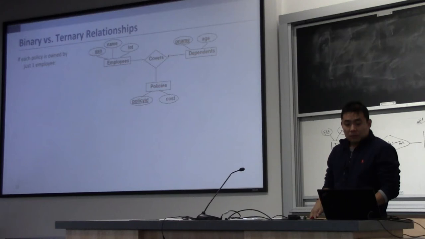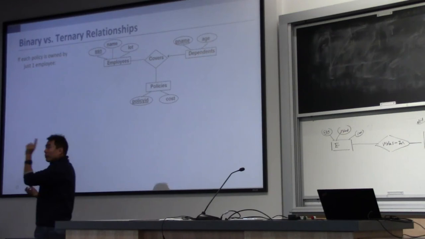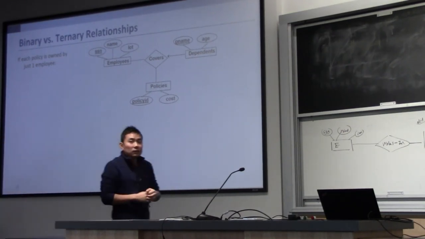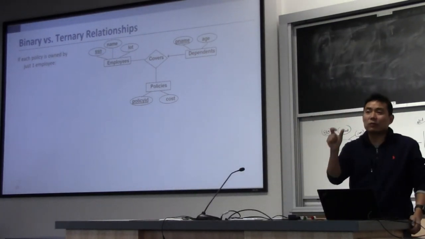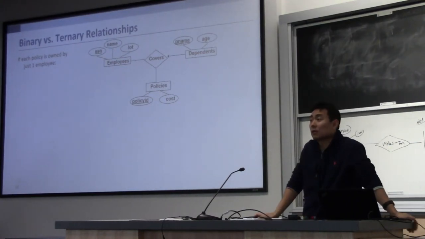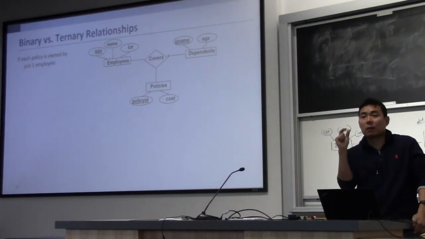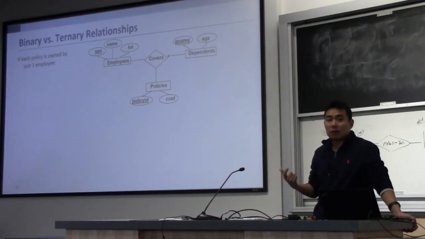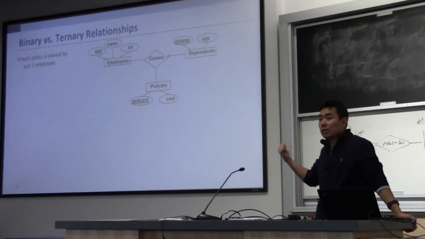Now, but if each policy is owned by just one employee, meaning that this corporation is very special, saying that, okay, I want to customize the healthcare policy for each and every individual employee of mine. That makes sense? So each person has his or her unique policy, and that policy cannot be used by another employee. You follow that discussion? How do you change the diagram here?